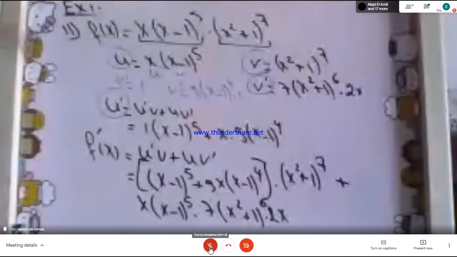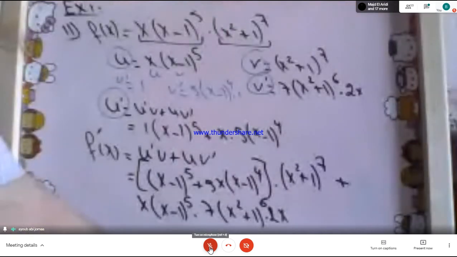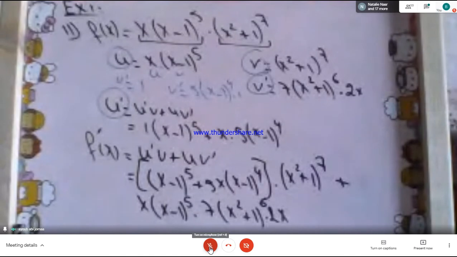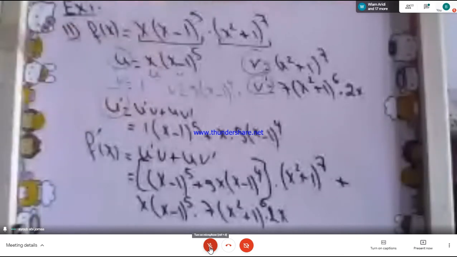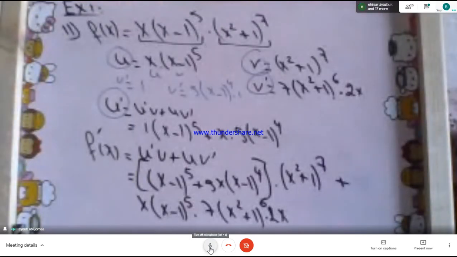To simplify this is not our objective, to simplify the derivative. Sometimes we need it, but I'm not going to ask you to simplify, or we will not need functions under this form in the coming lessons.